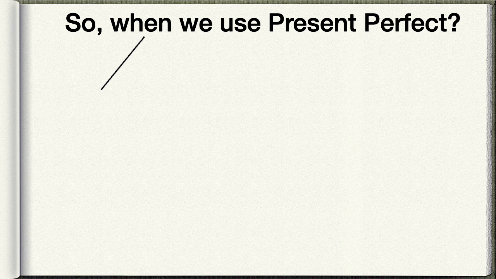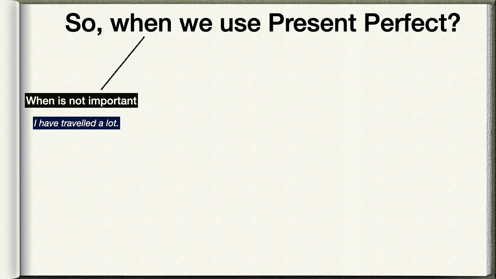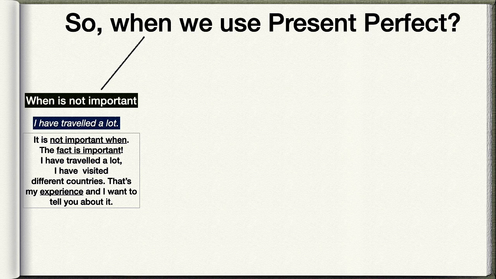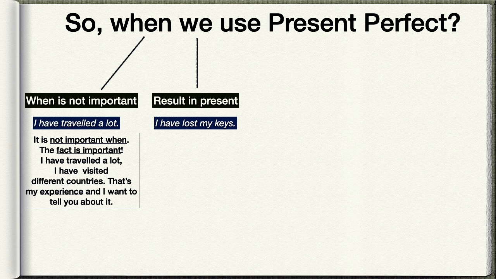So, when do we use present perfect? When we tell about our experience, when is not important. I have traveled a lot. It's not important when. The fact is important. I have traveled a lot, I have visited different countries, that's my experience and I want to tell you about it. We use present perfect to tell about a result in the present.